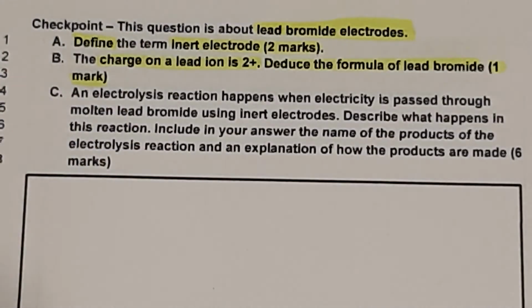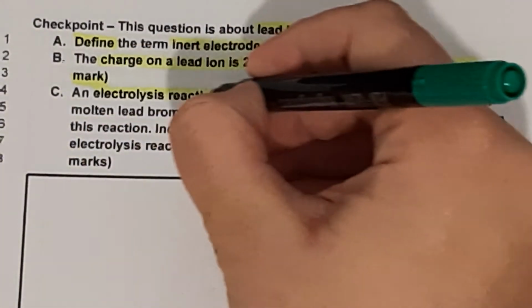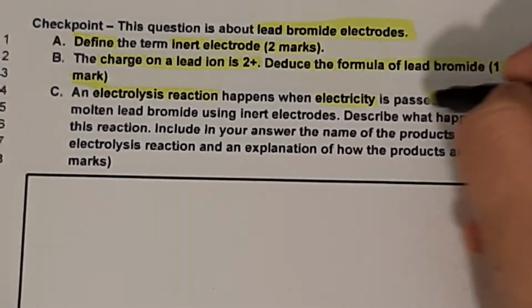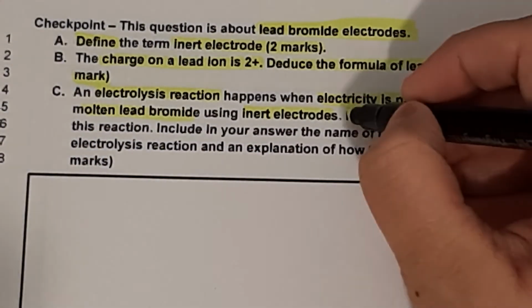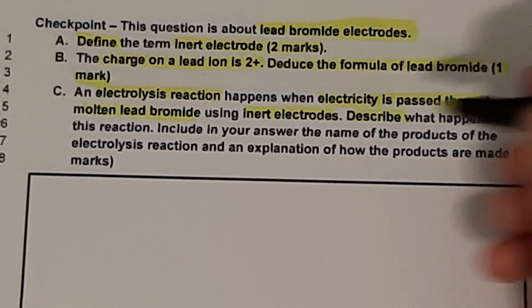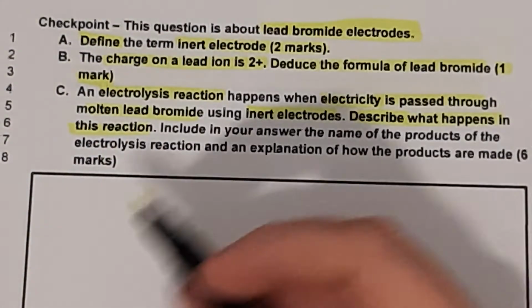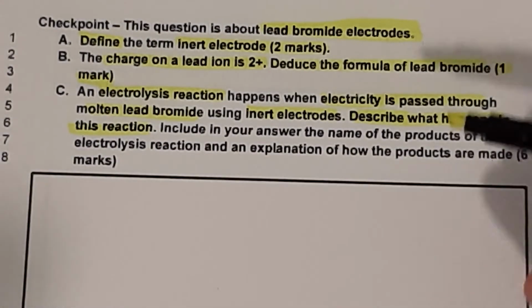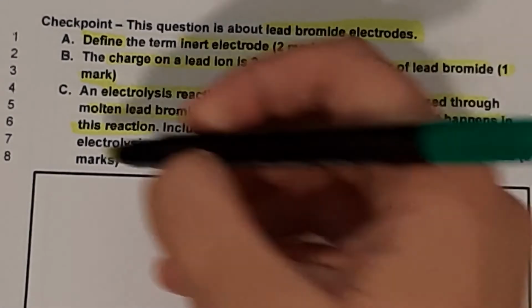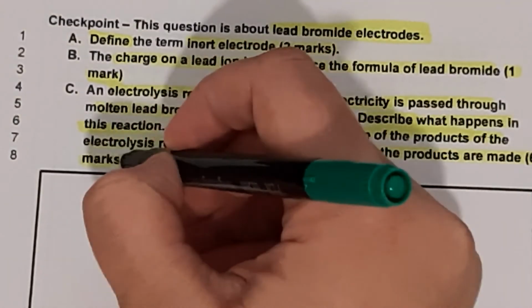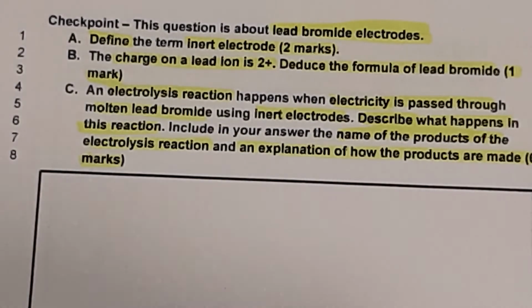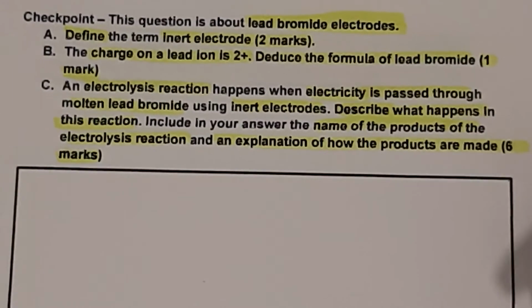And part C, an electrolysis reaction happens when electricity is passed through molten lead bromide using inert electrodes. Describe what happens in this reaction. So that's a key phrase there. That's your instruction. Include in your answer the name of the products of the electrolysis reaction and an explanation of how the products are made, and that's worth 6 marks. So you can either work in the box on page 20, or you can work on the notes page on page 22, I believe. Okay, so pause the video whilst you have a go at those questions.